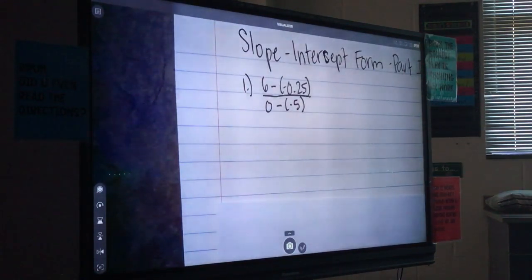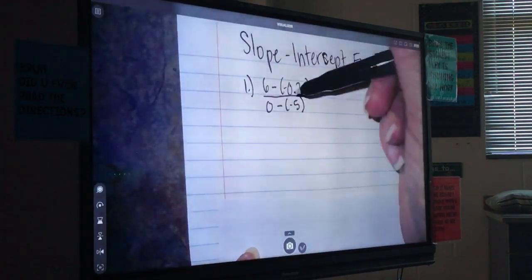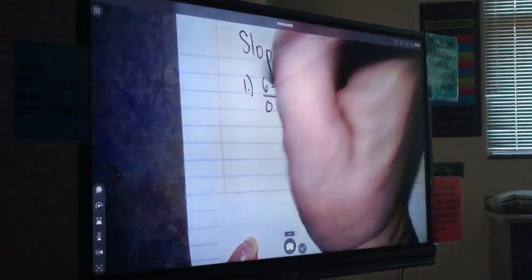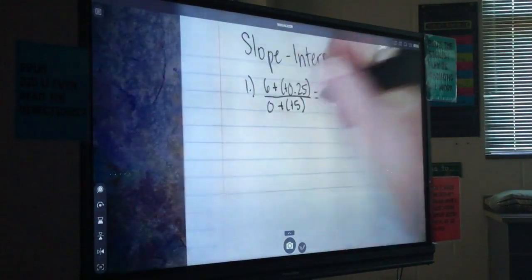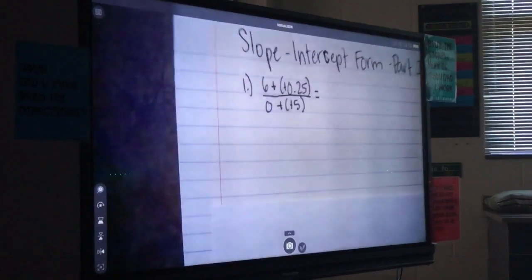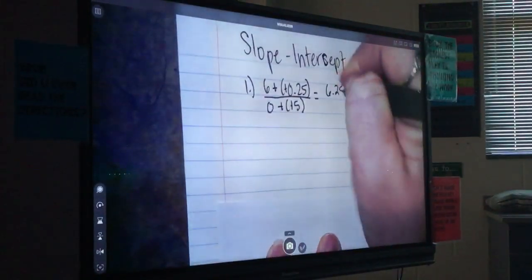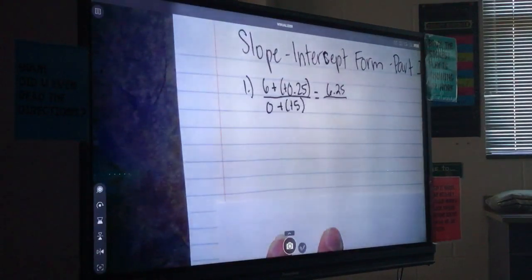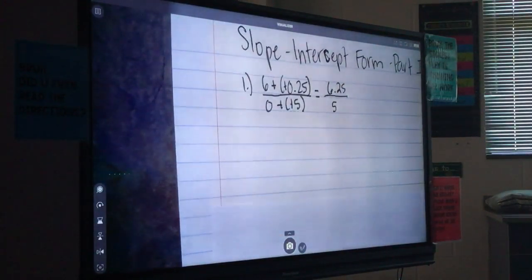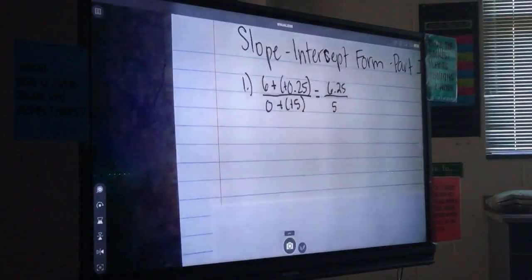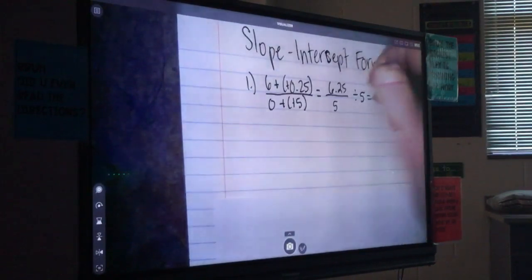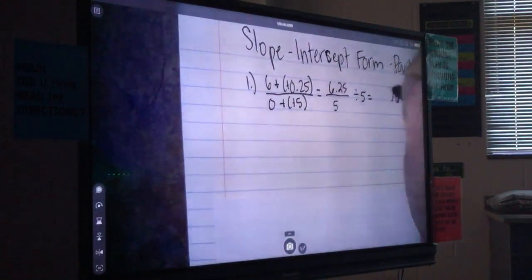All right, so what do we know about the negatives? What are we going to actually have to do with them? Yeah, so it's keep, change for both of those. So this becomes what? 6 plus 25 hundredths becomes what? 6.25. And then 0 plus 5? 5. Now, do we really want to leave that as our slope? What can we do with that to make it a little bit easier? I mean, simplify, yes, but we could divide it by what? Divide by 5. So you're going to have to do the 6 and 25 hundredths divided by 5.